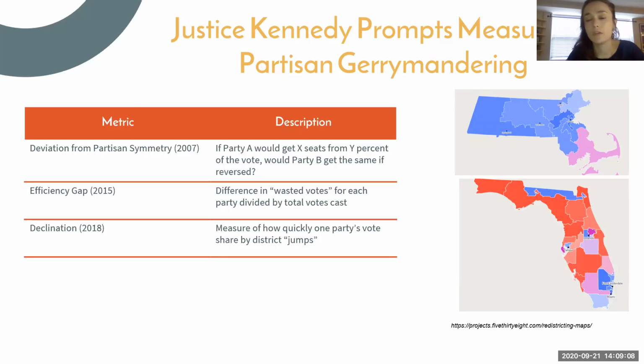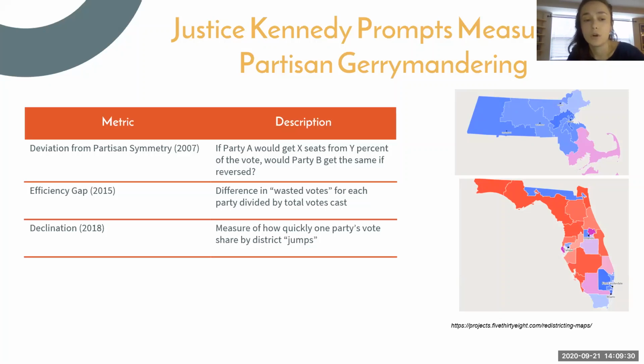So in 2007, deviation from partisan symmetry was proposed. This is the idea that given a district map and a distribution of voters, if Party A would get X% of the seats from Y% of the vote, would Party B get the same if the scenario were reversed? So that's sort of one measure.